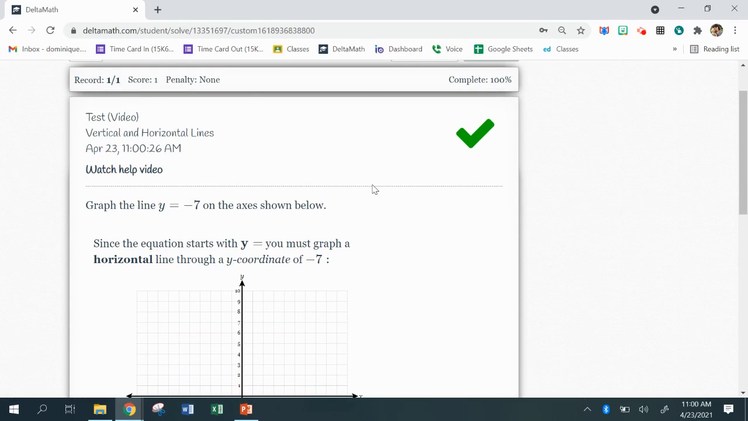So all you have to really remember for today is if it's x equals, it's going to be a vertical line, and then it's going through whatever x value it's set equal to. And if it's in the y equals form, it's going to be a horizontal line going through whatever that y value is equal to.